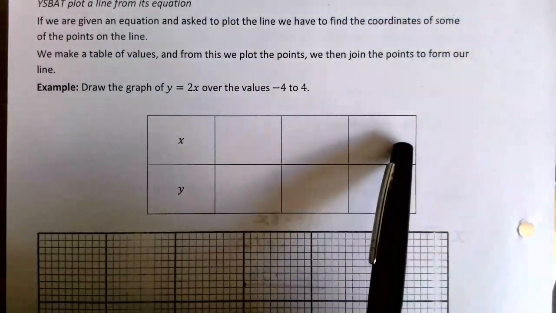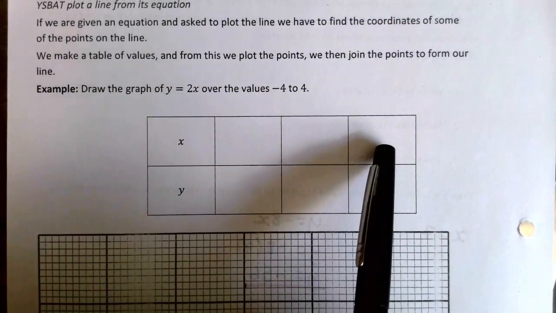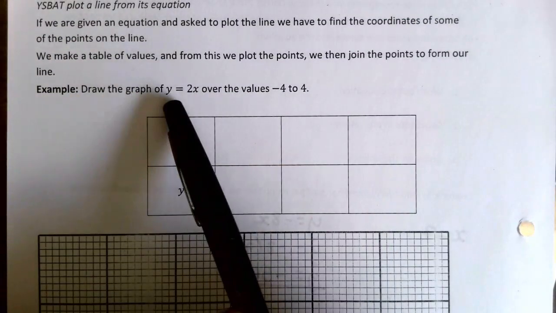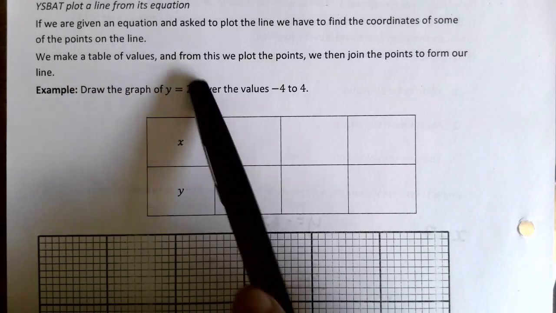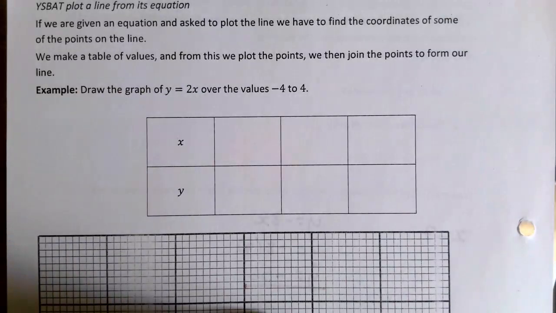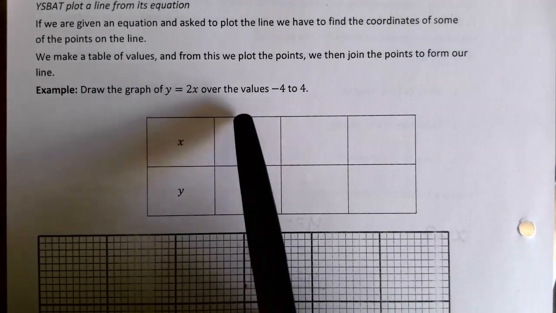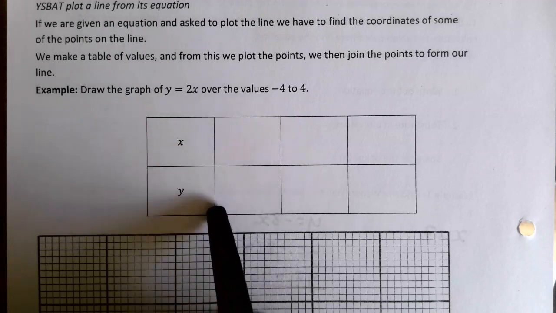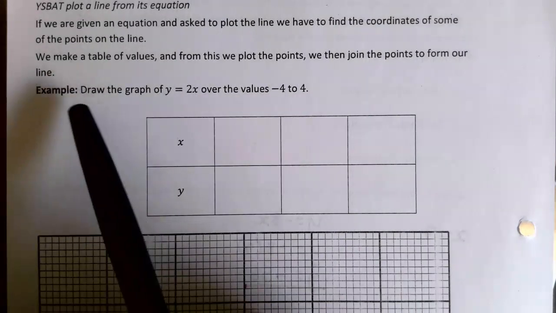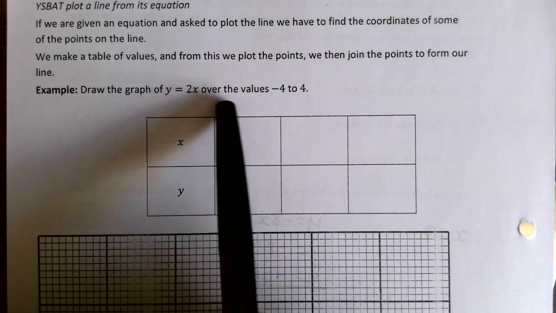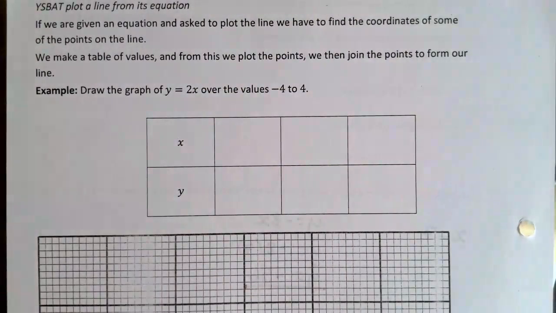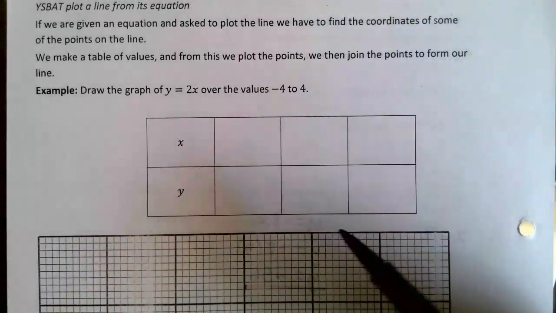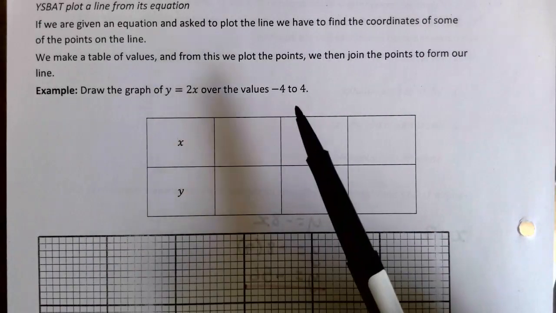So this little row here is where we put our x coordinate, and then we use our equation of the line. In this example, it's y equals 2x. So we use that to figure out the corresponding y value, and then once we have that, this will be a set of coordinates that we can plot. Now the question quite often is worded like this, where it says draw the graph of y equals 2x over the values -4 to 4. That means our x-axis is going to have to go at least from -4 up to 4.